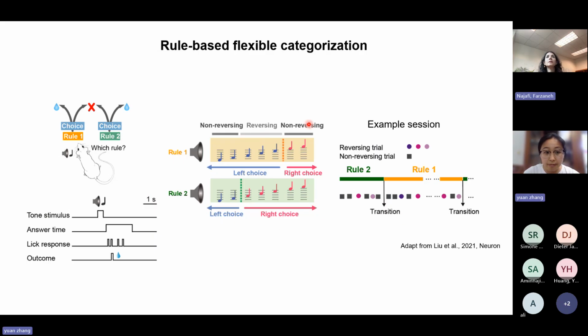And just to make sure, the rule is the category boundary. That's what changes? Yes, right, correct. And the other trials are non-reversing trials: under different rules, they don't change their choice. In an example session, reversing trials and non-reversing trials are interleaved and given to the animal, and the rule is given block by block.